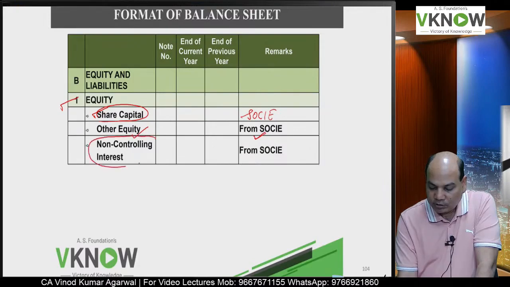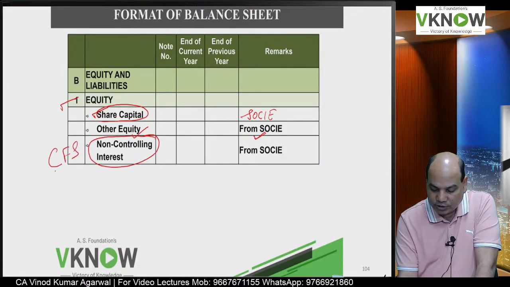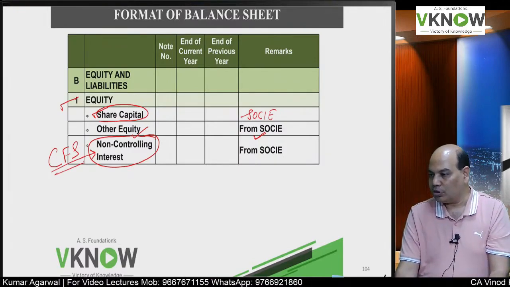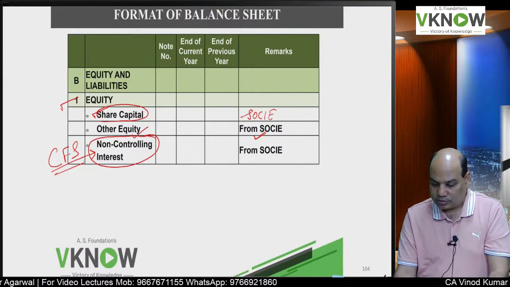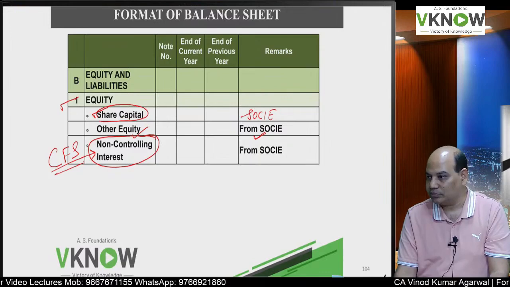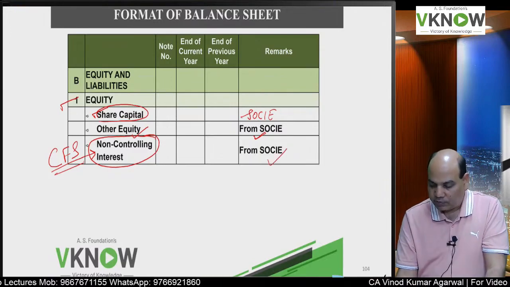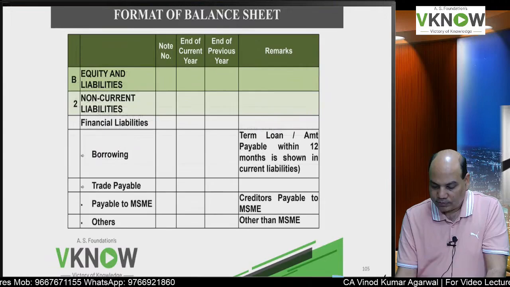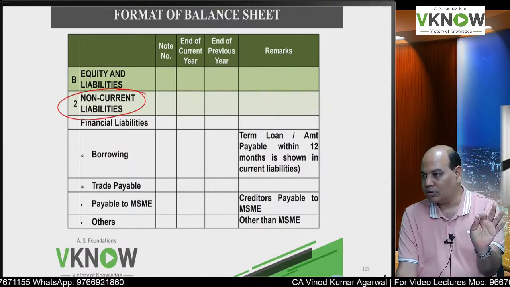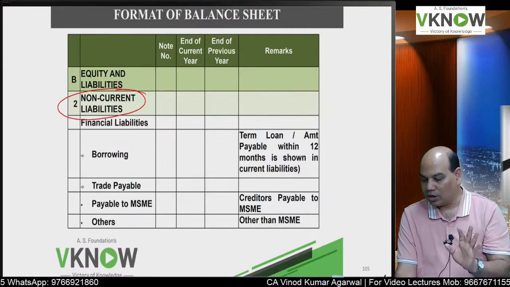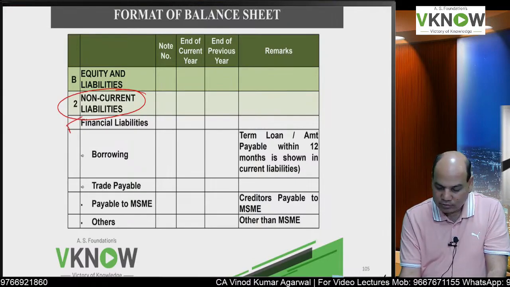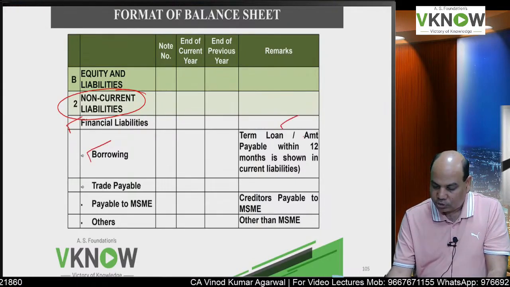Then if you are preparing CFS, consolidated financial statement, then non-controlling interest, which you know as minority interest, will also come under this heading, equity, because they are also equity shareholders of the subsidiary company. Is it right? So we'll prepare one note in SOCI. Then we will show non-current liabilities. Liability side has three items: equity, non-current liability, current liability. And non-current liability, first item financial liability. Under that, borrowing, example term loan.